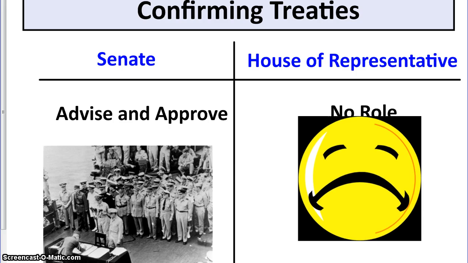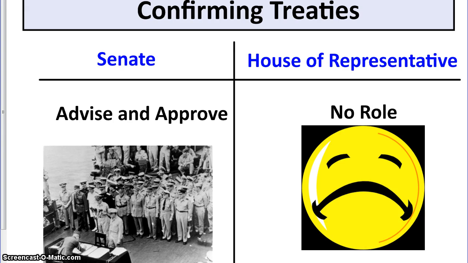Now, the House of Representatives has no role in confirming treaties. There's 435 of these people. They only serve 2 years. They might not be there as long to develop relationships and an understanding of these foreign treaties. So the Senate has a larger role in advising the president and approving treaties that the president brings back from other countries. Now, these are just some of the big differences between the two chambers in Congress.